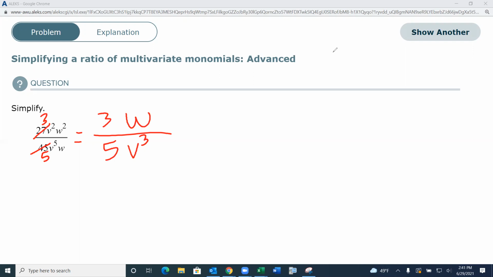Now, at some point, we'll get into negative exponents, but we can approach this slightly differently. But that's really all it is. It's just this top and bottom thing.